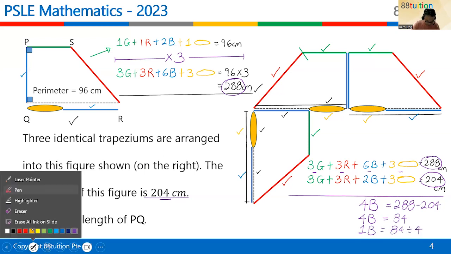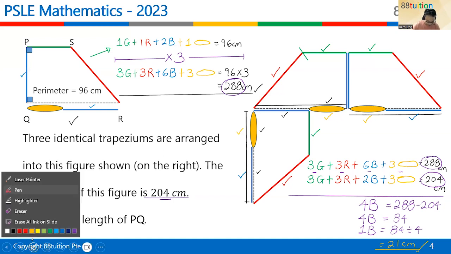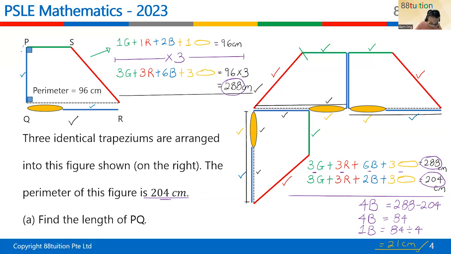And the answer will give you a what? 21 centimeter. That is for 1 blue. Children, what is 1 blue? Check this out, children. 1 blue is actually PQ, right? This is PQ, is the 1 blue, right? And aren't you looking for PQ? All right, so you successfully found PQ, which is equal to 21 centimeter.